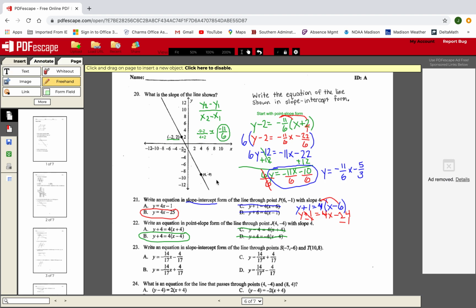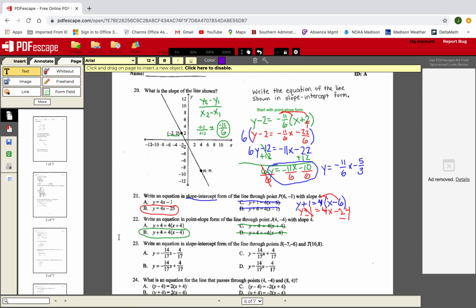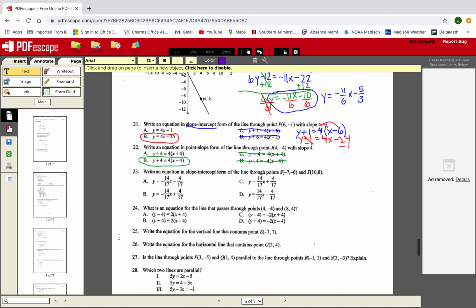Let's see, where are we? 23? 23. Sorry that the cursor's jumping around. It's because I'm using the trackpad and the pen at the same time. Probably not the smartest of things. You want to try purple? Let's try purple.